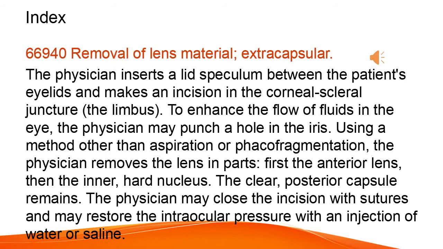Removal of lens material, extracapsular. The physician inserts a lid speculum between the patient's eyelids and makes an incision in the corneal scleral juncture, the limbus. To enhance the flow of fluids in the eye, the physician may punch a hole in the iris. Using a method other than aspiration or phacofragmentation, the physician removes the lens in parts, first the anterior lens, then the inner, hard nucleus. The clear, posterior capsule remains. The physician may close the incision with sutures and may restore the intraocular pressure with an injection of water or saline.